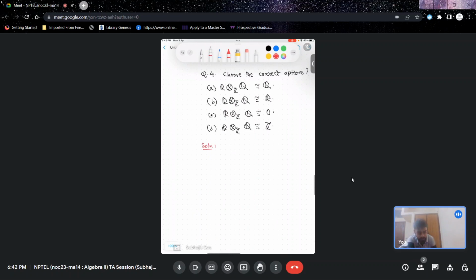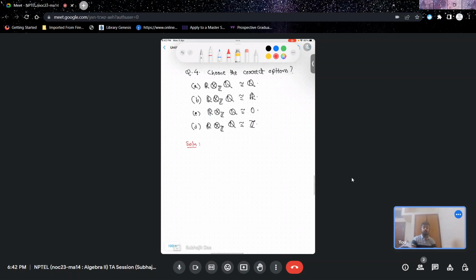So again we need to figure out which of the following options are correct. First of all, you take this abelian group of real numbers, that is the Z module of real numbers. So R tensored over Z with Q is isomorphic to Q. Second one says R tensored over Z with Q is isomorphic to R. Third one says R tensored over Z with Q is isomorphic to 0. And fourth one says R tensored over Z with Q is isomorphic to Z.